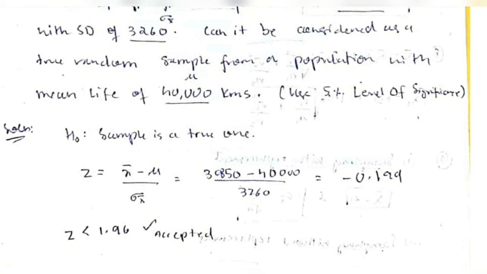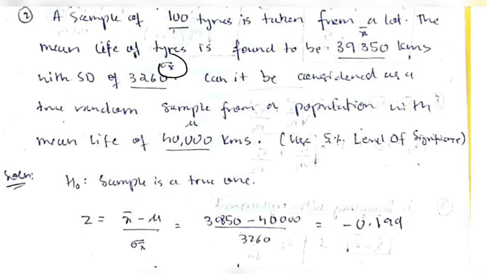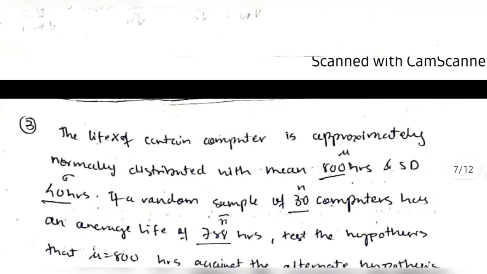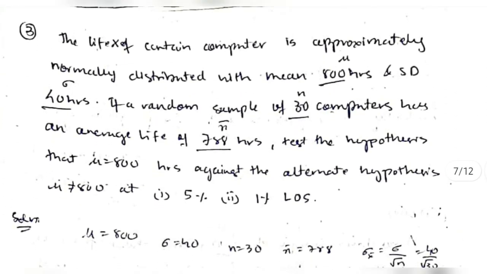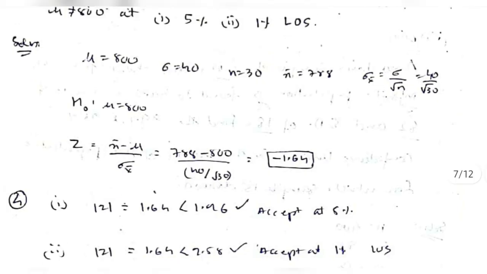This was the second type of question where we'll be given the sigma x bar values and the mean values. And you have to be very careful which mean value we are considering for the sample and which one we are considering for the population. After that, the third type of question is the type wherein we will not be given sigma x bar. Let's see what the question is.